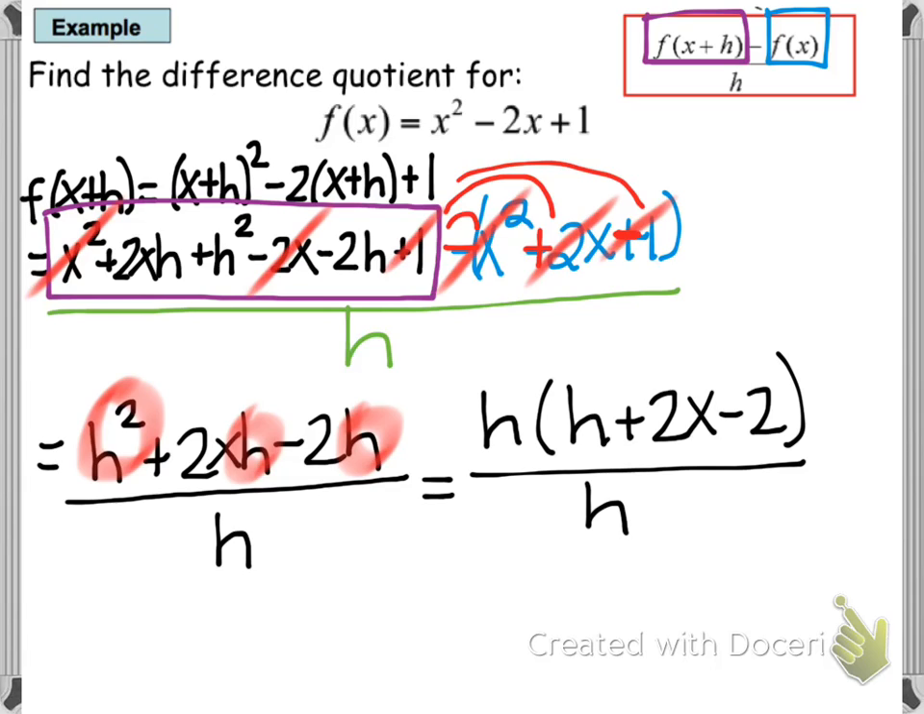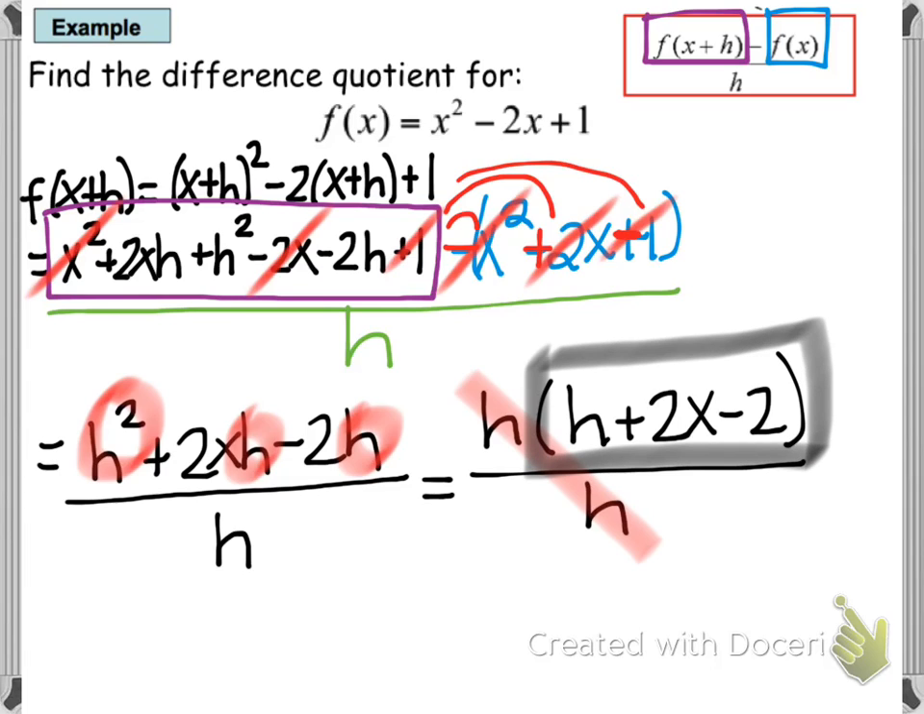And now because the top is a multiplication problem, my h's can cancel out, and I can get my final answer here of h plus 2x minus 2. So there's my final difference quotient answer.